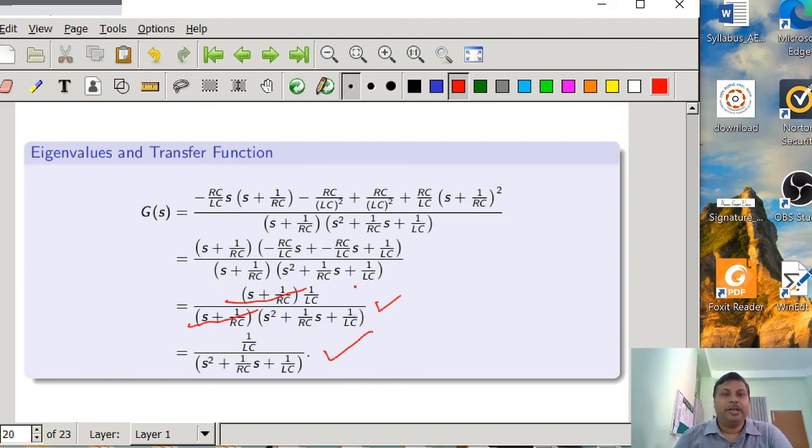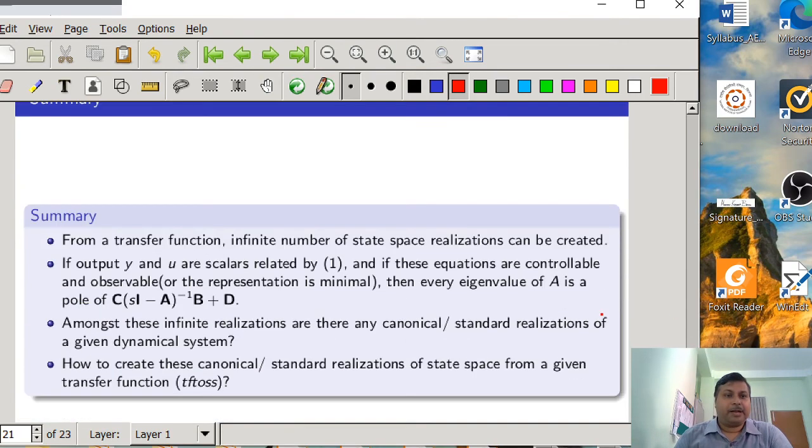But in this situation, it is very much clear that from a transfer function, an infinite number of state space realizations can be created. That is clear to us, because at least for the example we have taken, the RLC circuit, we have seen that 4 models are created by assuming different state variables, though the transfer function for all the models is the same. If output y and input u are scalars related by a state equation, and if these equations are controllable and observable, though we don't yet know what controllability and observability are, then only can we guarantee that the eigenvalues of A are the poles of the transfer function G(s).